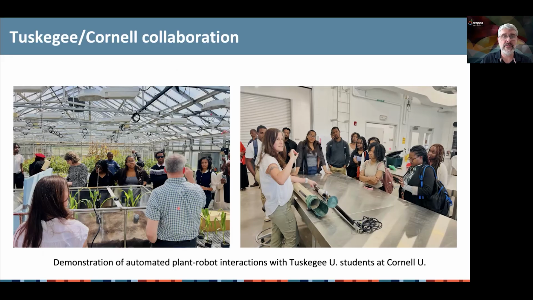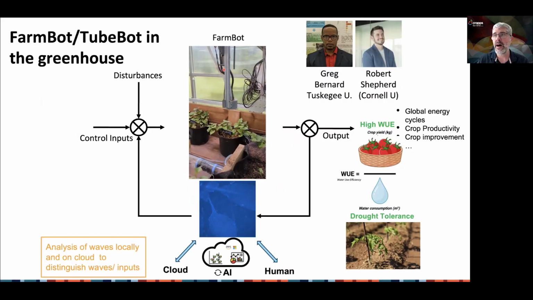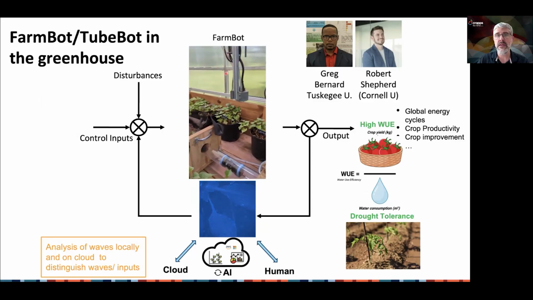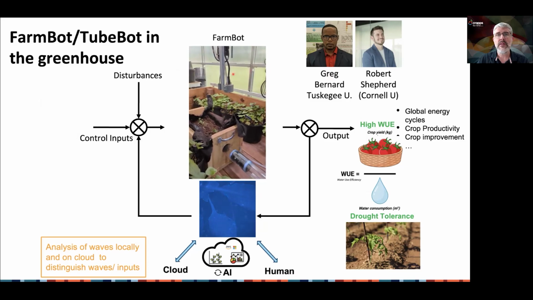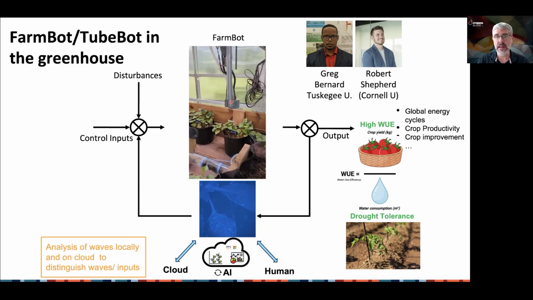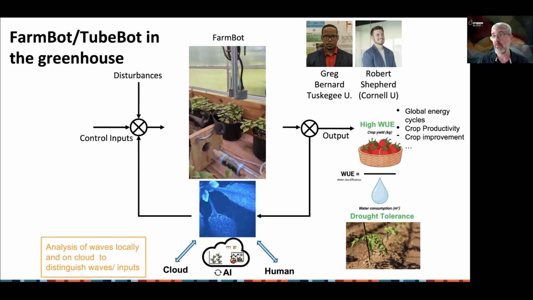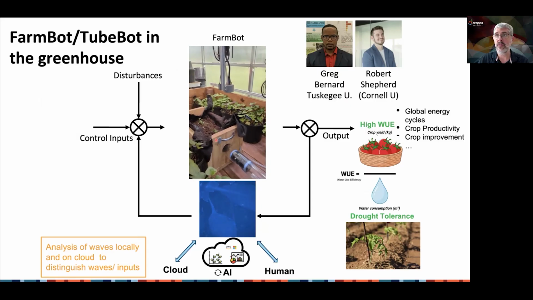So here we have the Tuskegee University students who were invited to Ithaca to meet with Cornell faculty, where they were learning about the automated plant-robot interactions, which they're going to take back to their campus and use in their greenhouses. So here is that FarmBot and TubeBot in action in a Tuskegee University greenhouse led by Greg Bernard. And here we have the FarmBot able to monitor the tissue in the canopy, and then the TubeBot is literally the bot in the tube moving underground, under the soil, interacting with root systems.